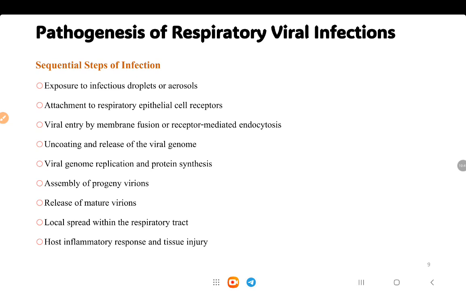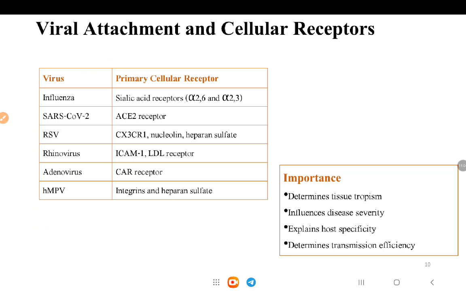The virus is spread locally within the respiratory tract, and the host's inflammatory response contributes to the injury. Understanding these steps helps us identify targets for antiviral therapy and prevention strategies for the control of this disease. Regarding the viral attachment site, the attachment step is an important step. Because why? Because it determines infection.